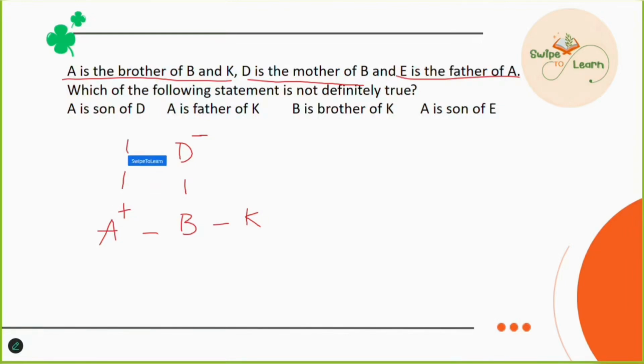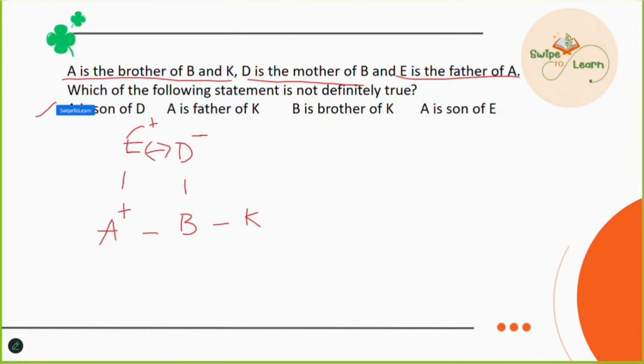So A has a father. E is the father of A. That means E and D are the parents of A, B and K. Okay, which of the following statements is definitely not true? These are option-based questions where we have to check each and every option. So let's go with the first option.